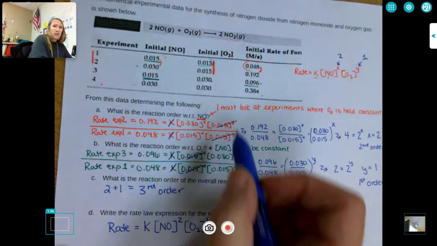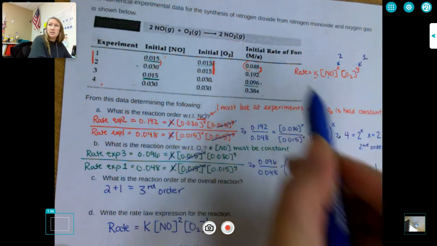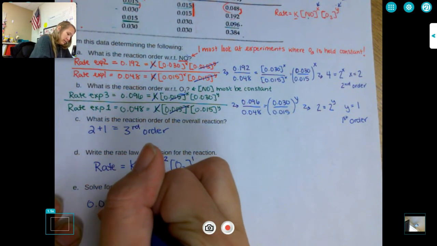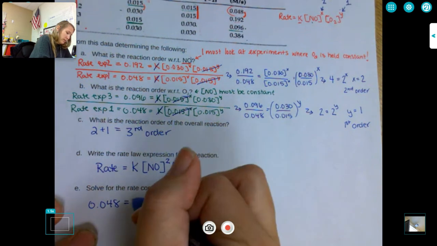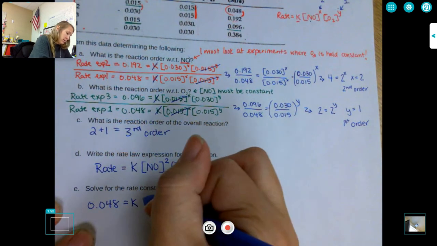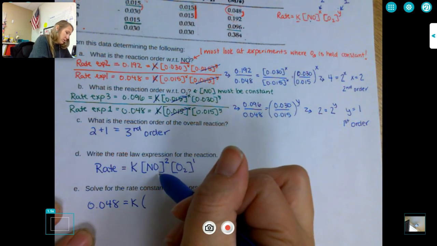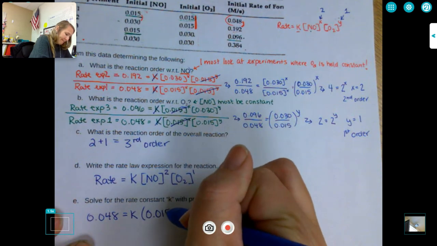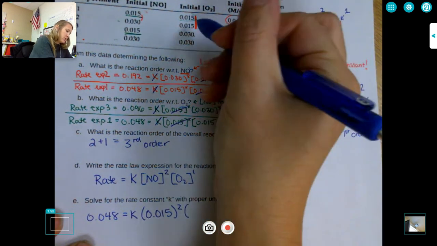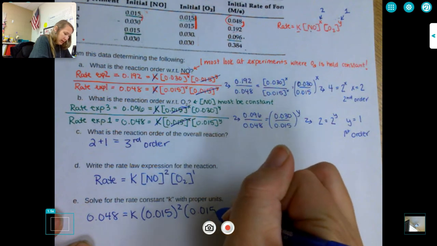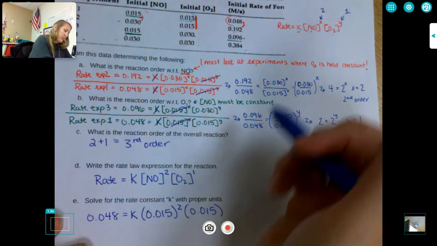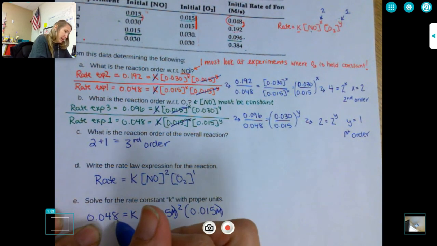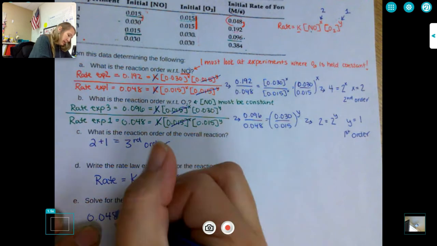So I'm just going to pick reaction 1 because that's easiest. So in reaction 1, I'm going to plug in for my rate, 0.048 is equal to K, which is what we're solving for, times my concentration of nitrogen monoxide, which is 0.015, and that's squared, times oxygen, which is also 0.015. And we need to be careful about units. So this is molarity, and this guy is molarity per second.